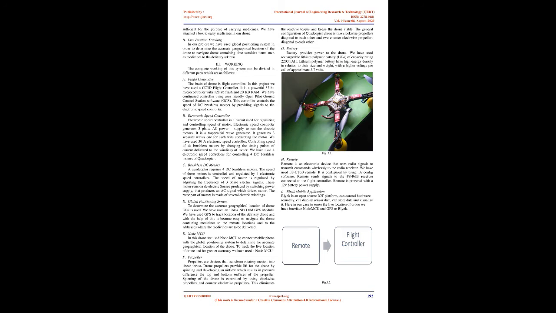3. Working. The complete working of this system can be divided in different parts which are as follows. A. Flight controller. The brain of drone is flight controller. In this project we have used a CC3D flight controller. It is a powerful 32-bit microcontroller with 128 KB flash and 20 KB RAM. We have configured controller using user-friendly OpenPilot ground control station software, GCS. This controller controls the speed of DC brushless motors by providing signals to the electronic speed controller. B. Electronic speed controller.